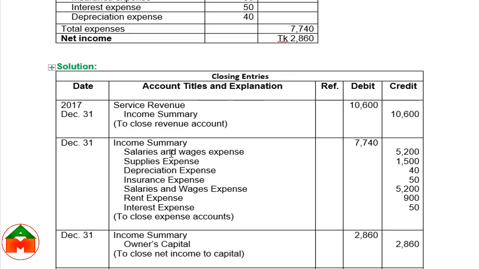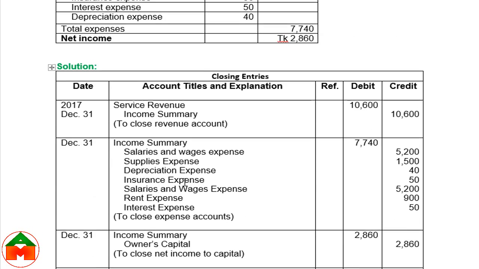Here we can see salaries and wages expense credit 5,200, supplies expense credit 1,500, depreciation expense credit 40, insurance expense credit 50, rent expense credit 900, interest expense credit 50. Generally they are debit, but we have put these expenses on the credit side with the purpose of producing a zero balance.